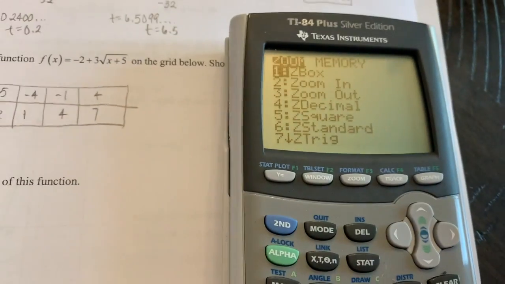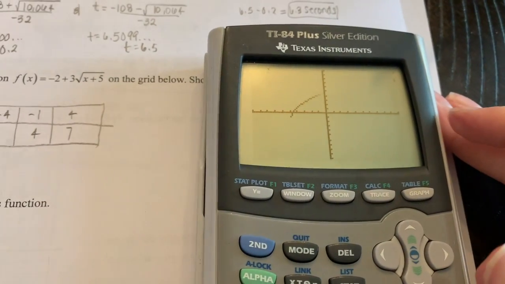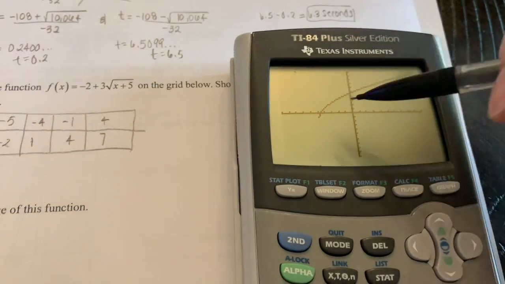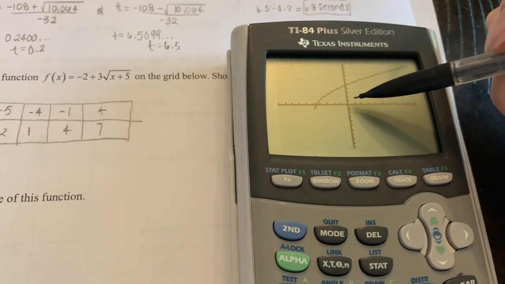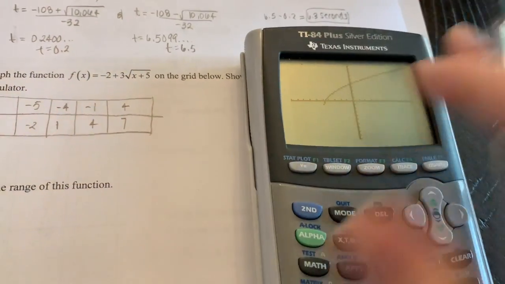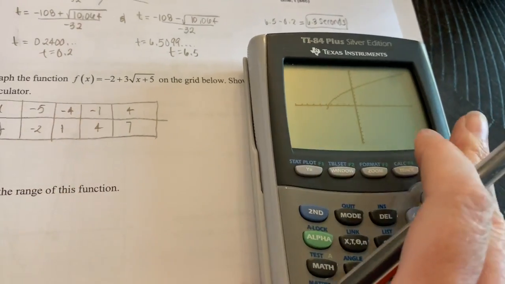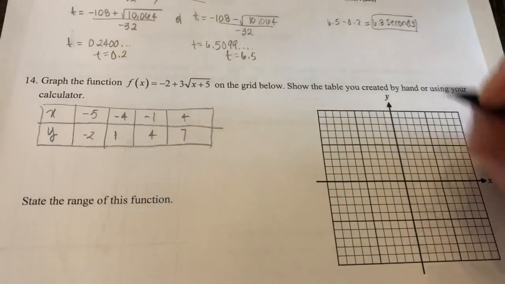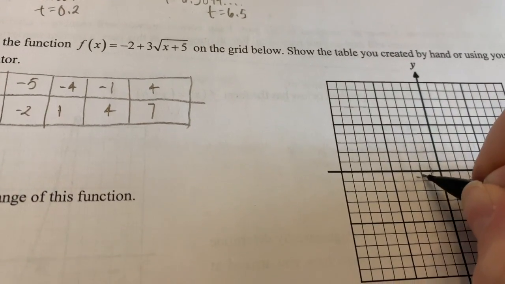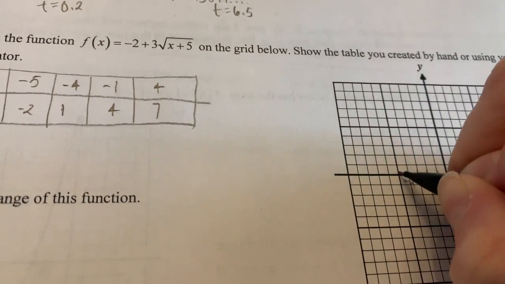I'm going to do zoom standard so we can see. Okay, you can see your square root function. It's been shifted to the left 5, just like it says it should be, and then down 2. Okay, so negative 5 and negative 2, of course we're going to label on our test, right guys?